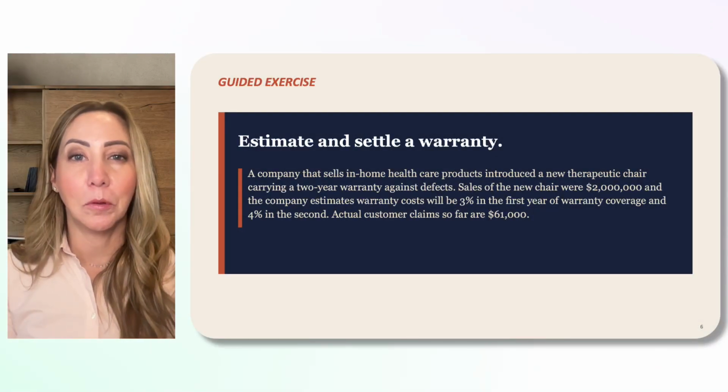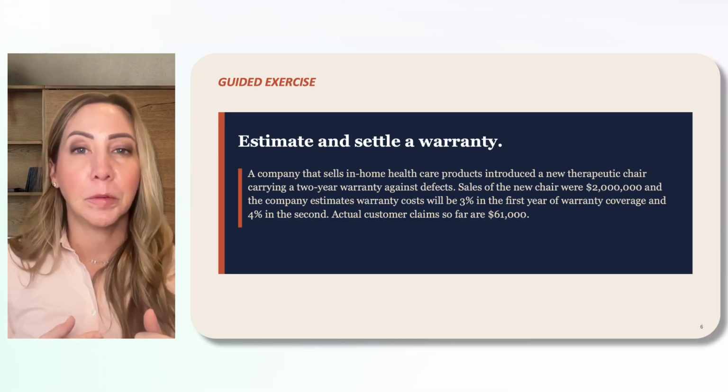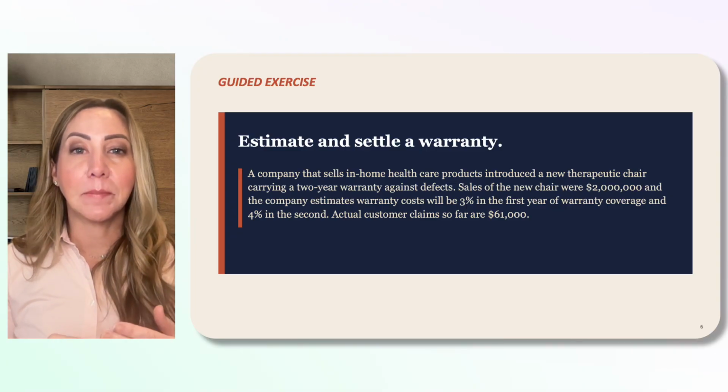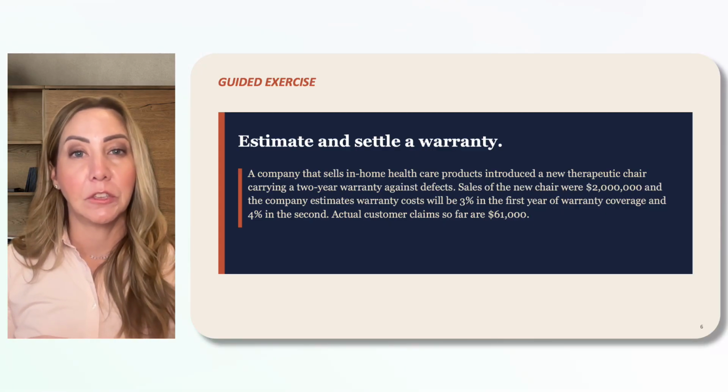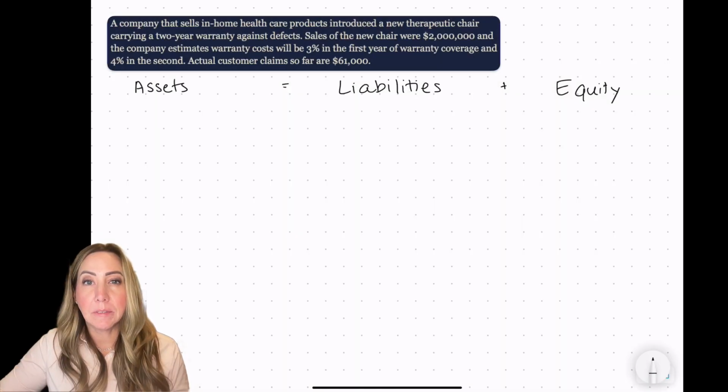Let's do a simple example. Here's a company that sells in-home healthcare products. They've introduced a new therapy chair and they've decided to include a 2-year warranty. Sales of the chair are $2 million this year. The company estimates that warranty costs will be 3% in the first year after the sale and 4% in the second year of warranty coverage. Actual customer claims were $61,000. So the first thing we need to do is record the sale of the chairs, and then we also need to record the expense of the warranty that came with the chairs.